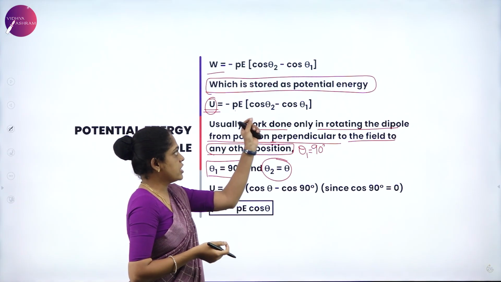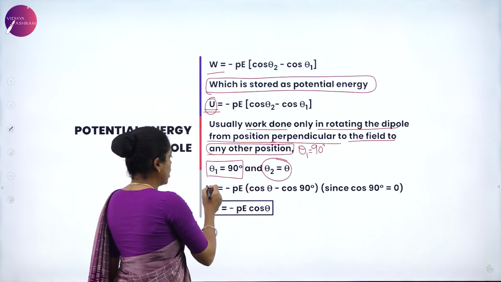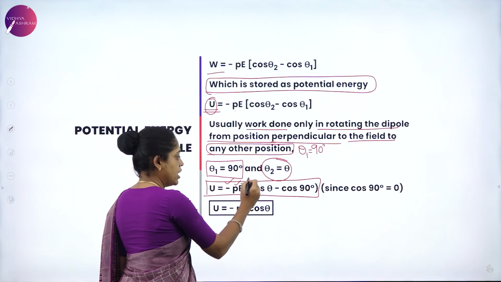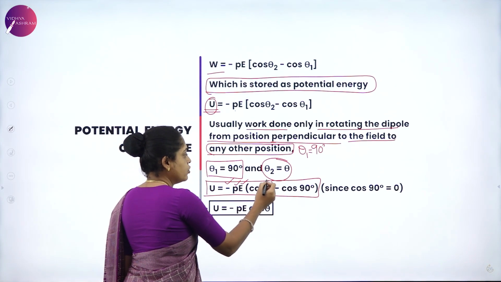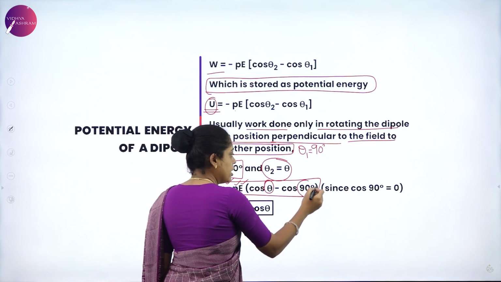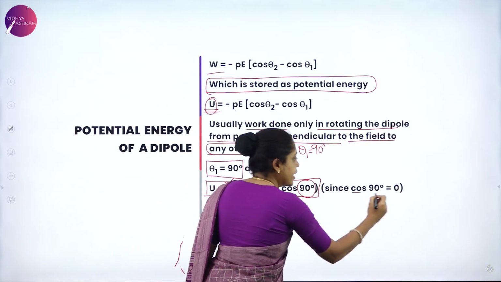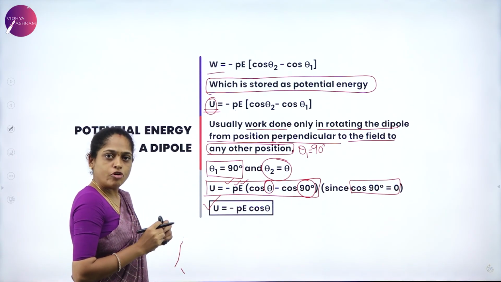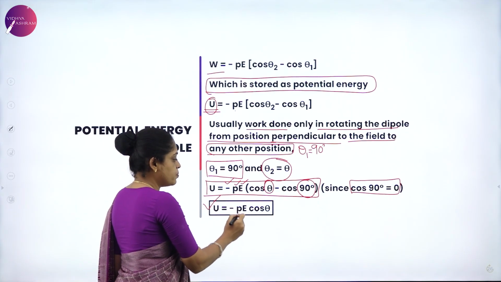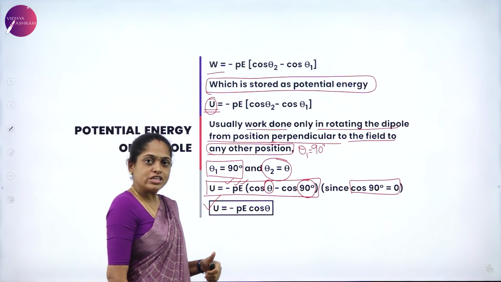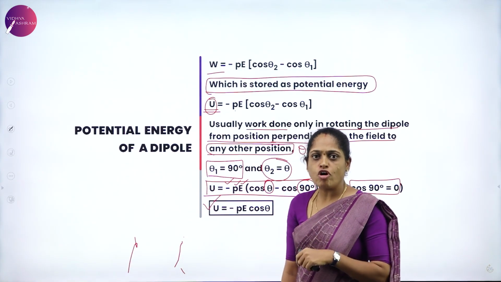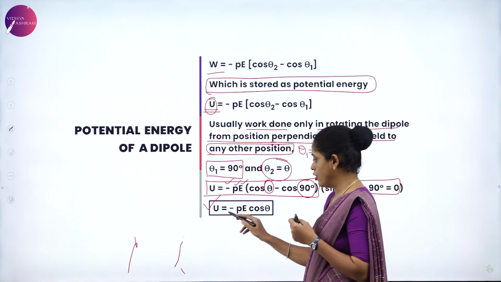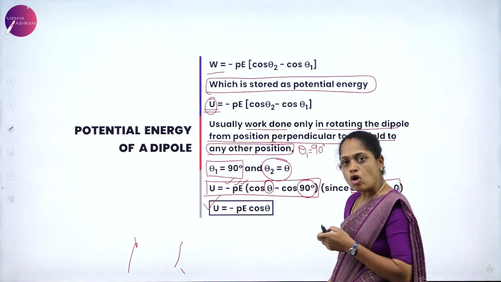So substitute these theta values in the equation. Then you have U is equal to minus PE cos theta 2 value is theta and theta 1 value is 90 degree. Cos 90 degree value is 0. Therefore, the final equation of potential energy is minus PE cos theta. What is the expression for the potential energy of dipole in uniform electric field? It is U is equal to minus PE cos theta.